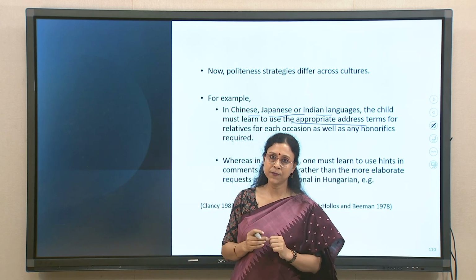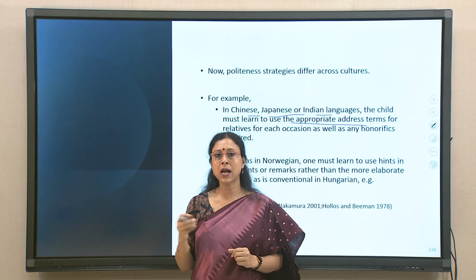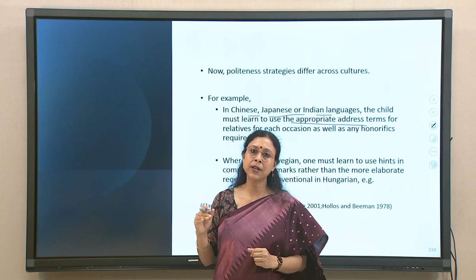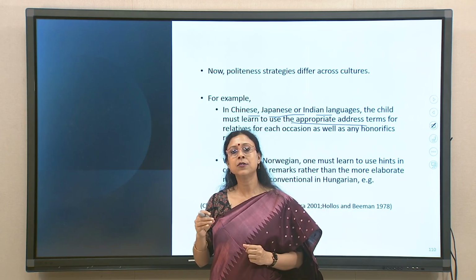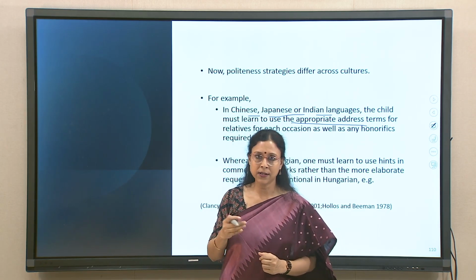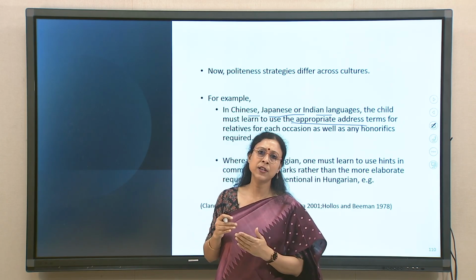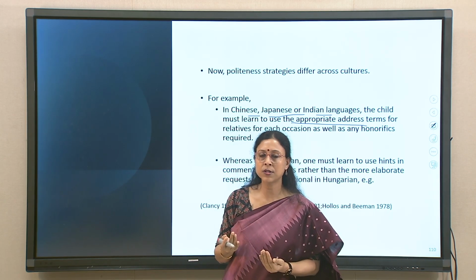So, in Indian languages, for example, you have a three-way use of pronouns. You have tu, tum and aap. Now, aap is for somebody who is older. It can be also for somebody who is in a higher status. It can also be for various other factors. Now, tum is for friends and people who are closer to you.